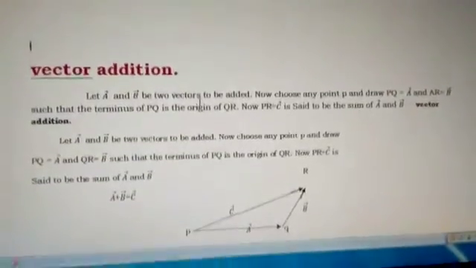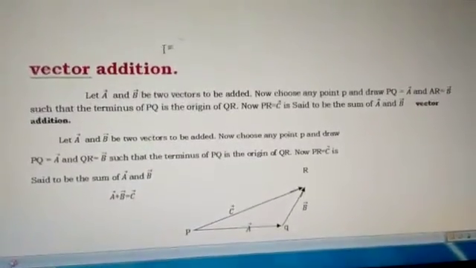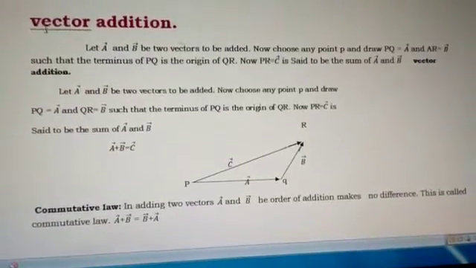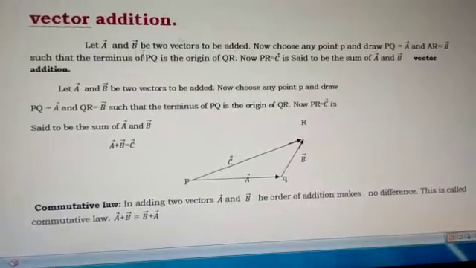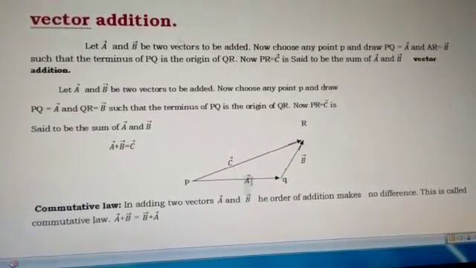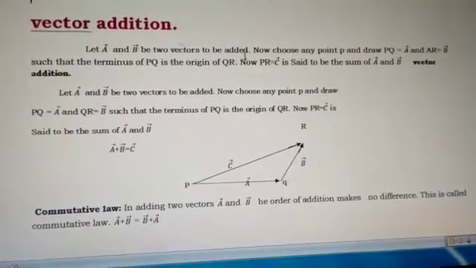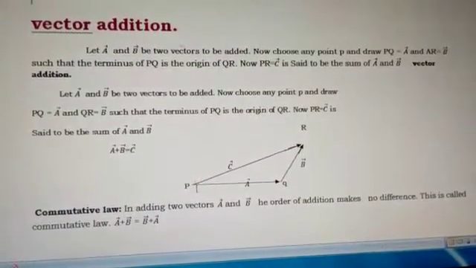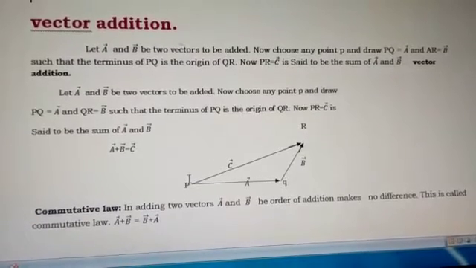In this class, we need to add vectors: vector addition. Let A and B be the two vectors to be added, vector A and also vector B. Now choose any point P, here P is any point.